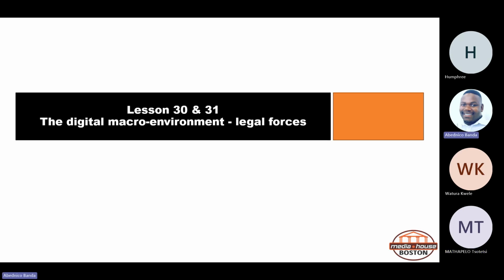So we are continuing with the macro environment. If you remember, a couple of weeks ago we were looking at the micro environment, the immediate factors that influence an organization's trading environment. On the micro environment, we looked at the customers, the competitors, the intermediaries, and also the digital publishers.